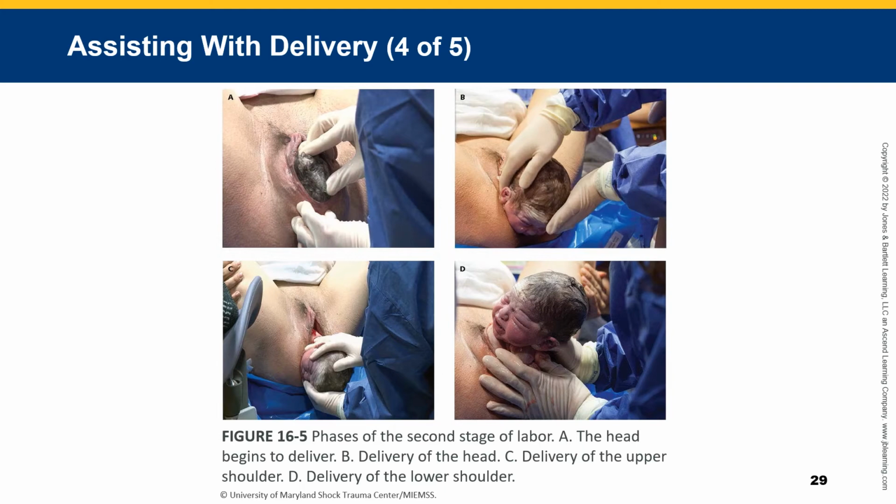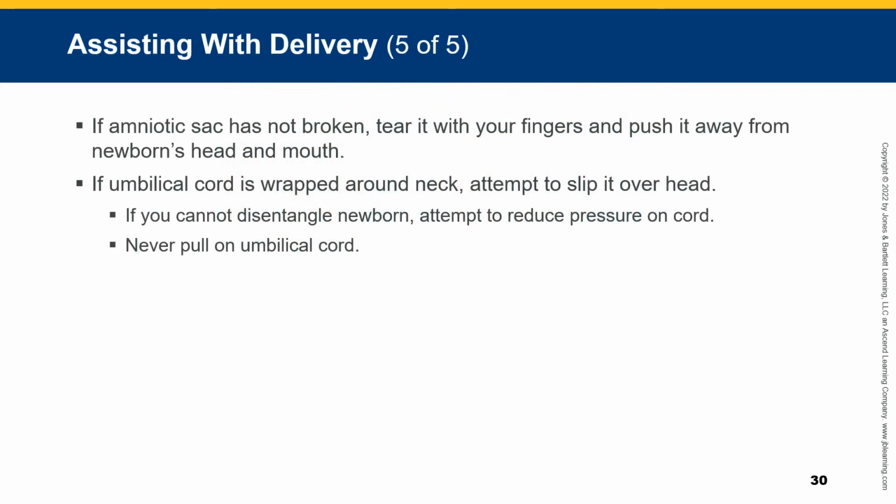And these are the steps for assisting with delivery, figure 16-5 from your book. If the amniotic sac has not broken, tear it with your fingers and push it away from the newborn's head and mouth. If the umbilical cord is wrapped around the newborn's neck, attempt to slip it over the newborn's head.